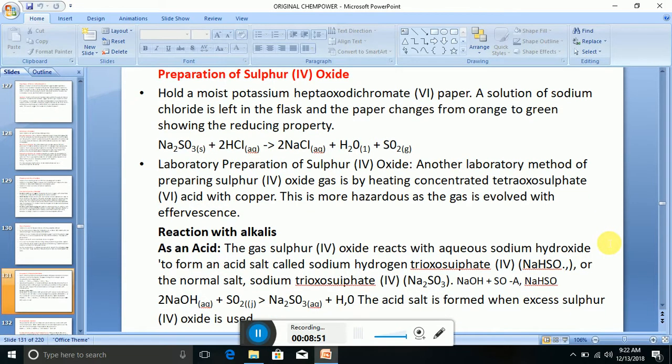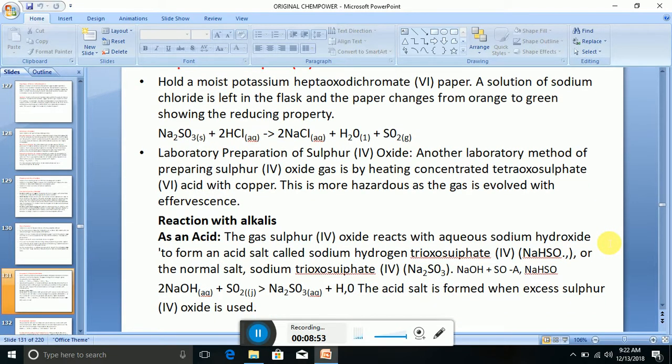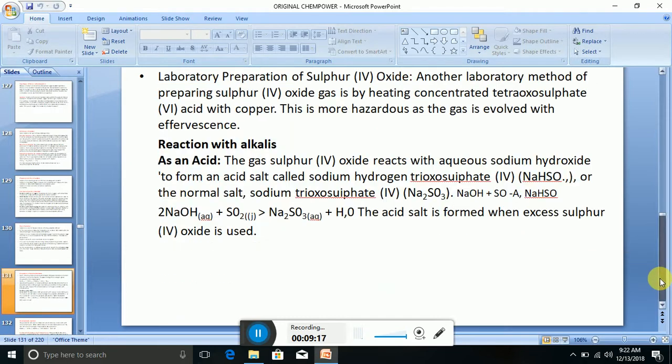Reaction with alkalis. As an acid, the gas sulfur(IV) oxide reacts with aqueous sodium hydroxide to form an acid salt called sodium hydrogen trioxosulfate(IV), or the normal salt sodium trioxosulfate(IV). The acid salt is formed when excess sulfur(IV) oxide is used.